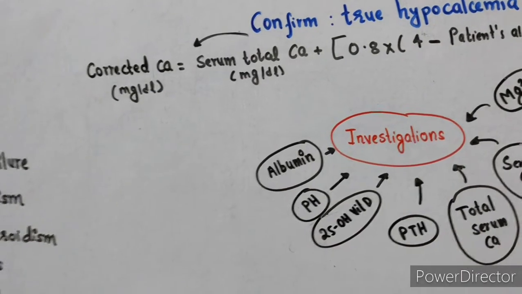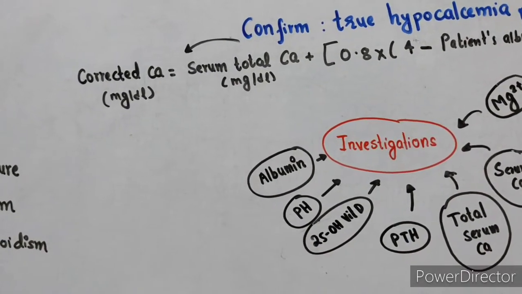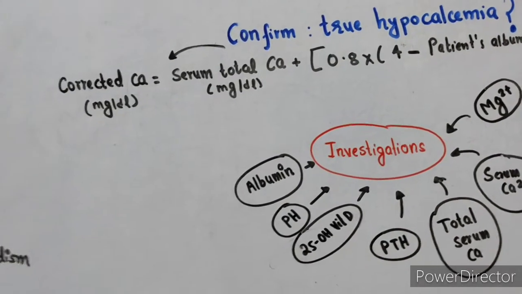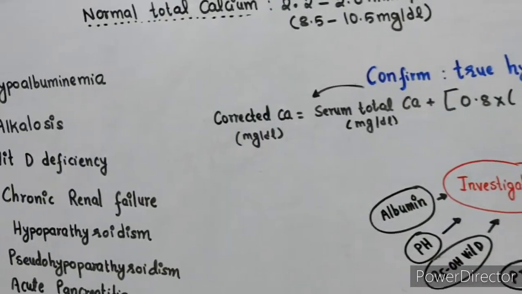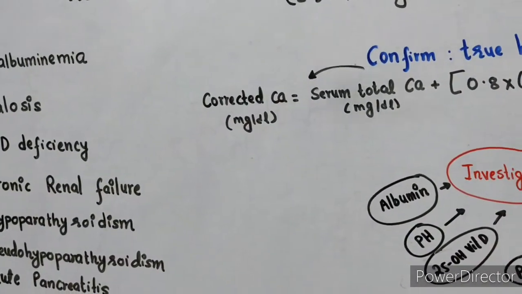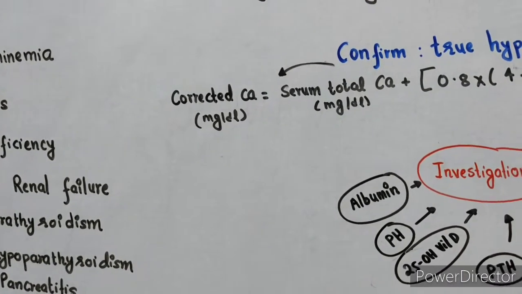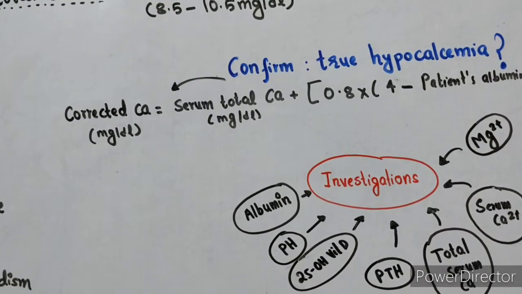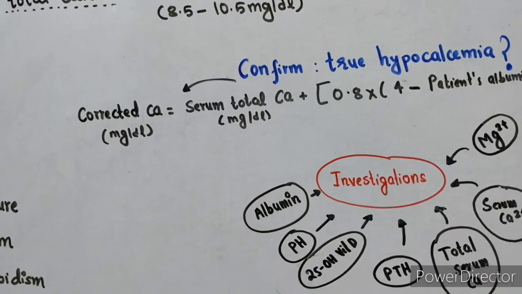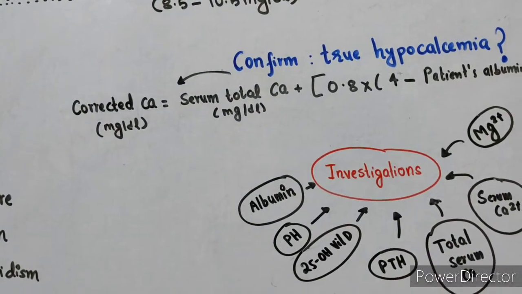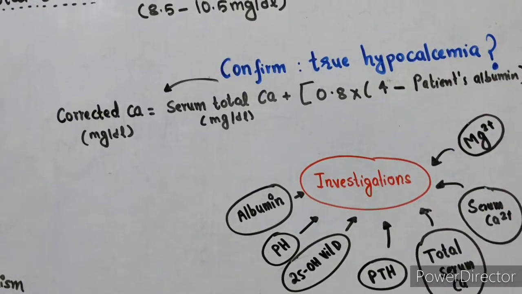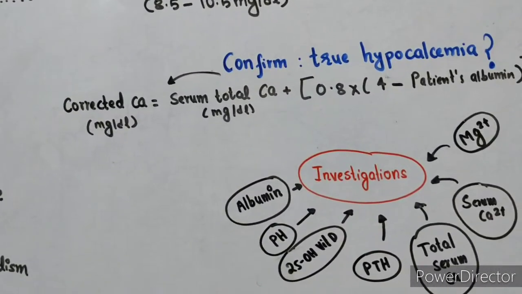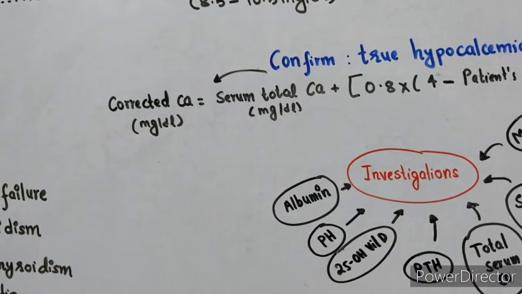So even when there is normal ionized calcium, sometimes total serum calcium can be less, but that does not show the symptoms of hypocalcemia. For example, in hypoalbuminemia, there is decreased serum albumin. That's why there is decreased total serum calcium, but ionized calcium is normal. So this is a case of pseudohypocalcemia. When we measure total serum calcium, it comes low, but there will not be symptoms of hypocalcemia because ionized calcium is normal in case of hypoalbuminemia.